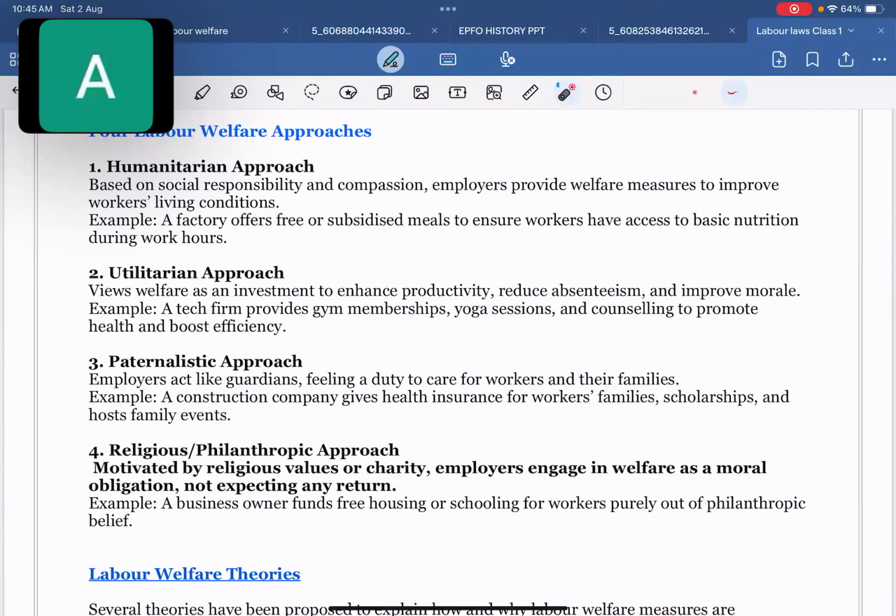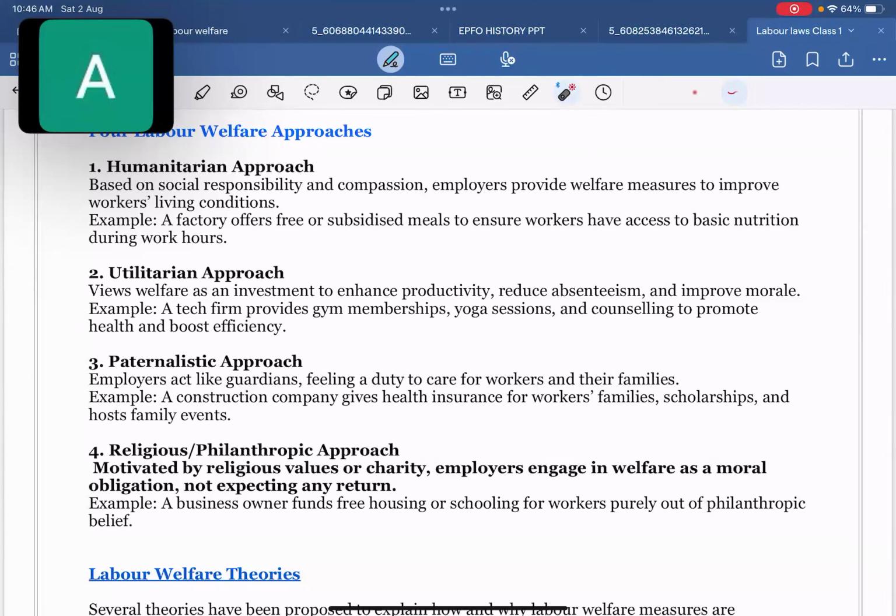Basic is what you have heard about the term roti kapda makan. Have you heard about that? Yes. So that is the humanitarian approach, meaning a basic thing. First of all, food. Kapda means cloth, and makan means house. So food, cloth, and house are the basic things. That is what is provided under the humanitarian approach.